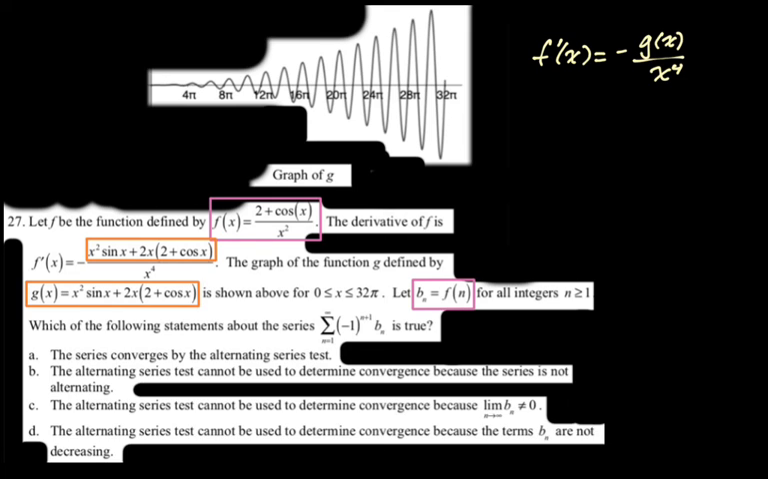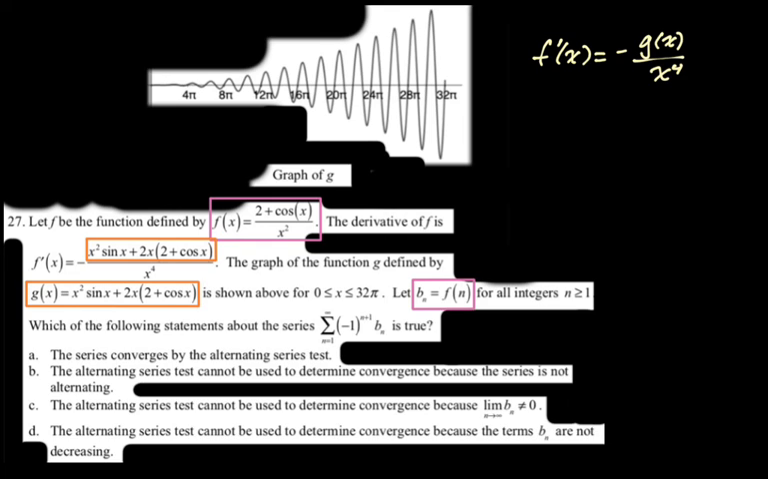All right, so which of the following is true? The series converges by the alternating series test. The alternating series test cannot be used because the series is not alternating. The test cannot be used to determine convergence because the limit is not 0. And then the alternating series test cannot be used because the terms are not decreasing. Okay. Alternating, there's a lot going on.